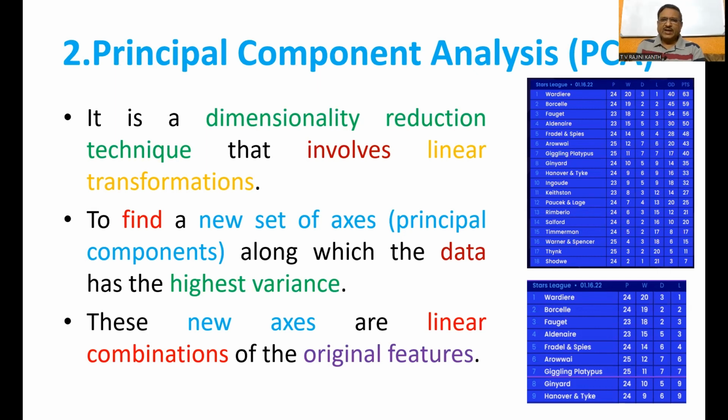So which features are we going to consider? Along which axis does the data have the highest variance? That means we are removing the data with the lowest variances. These new axes are linear combinations of the original features. That's what I told, the new axes are linear combinations of the original features, which are called the principal components.